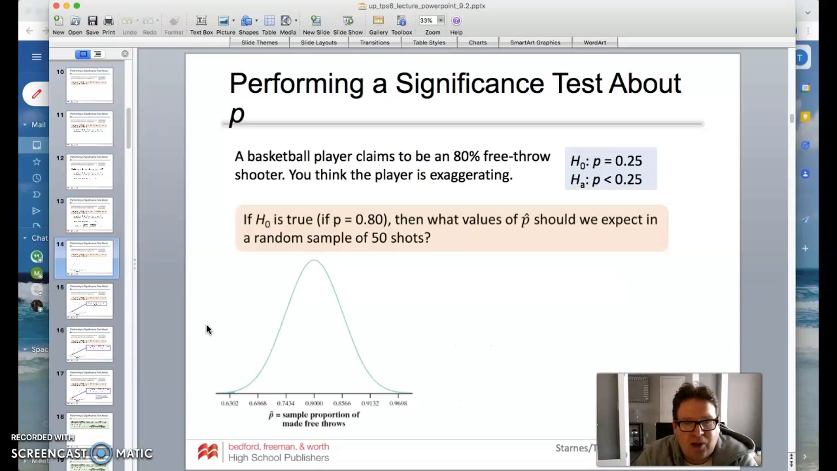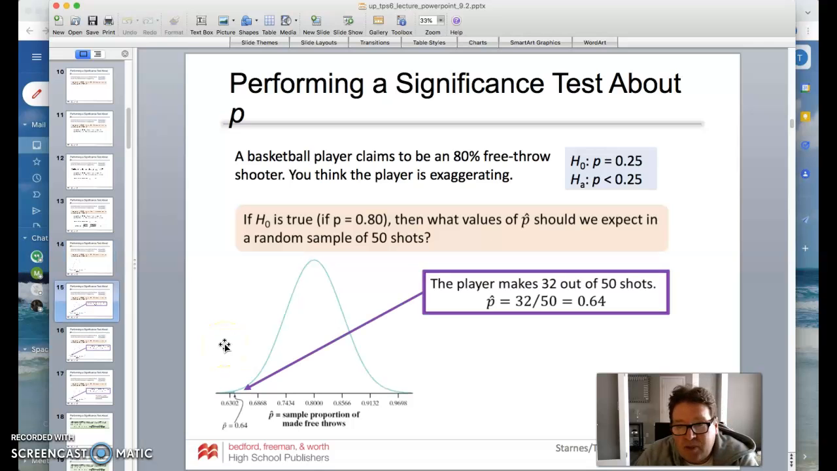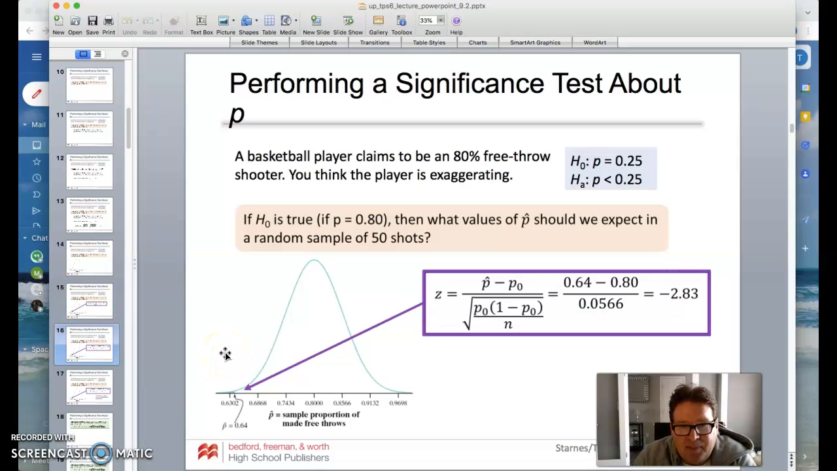All right, so now let's take a look at what we have here. Here's our mean, here's our standard deviation. Now let's say the player makes 32 out of 50 shots, a proportion of 0.64. Well, we're looking right down here, and we're saying, yeah, we're getting close to that. I don't know, it doesn't seem overly likely to me.